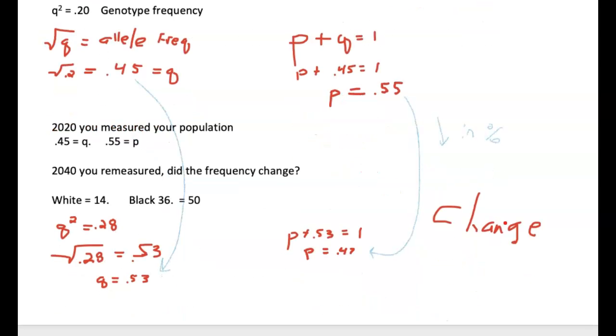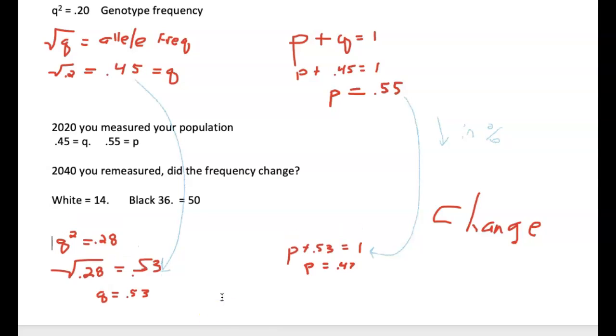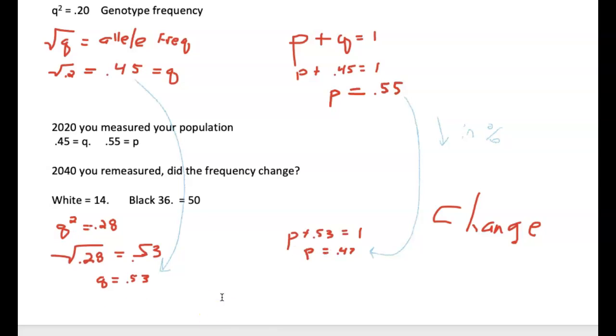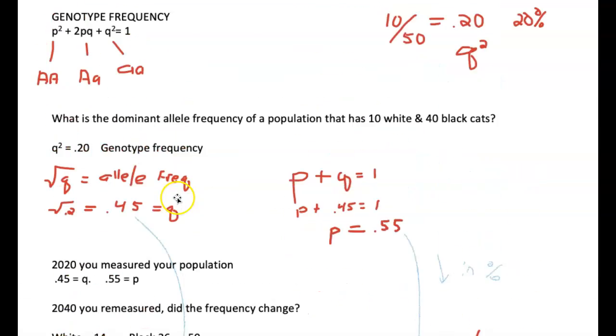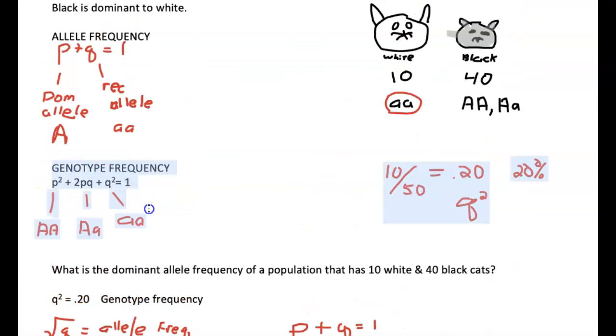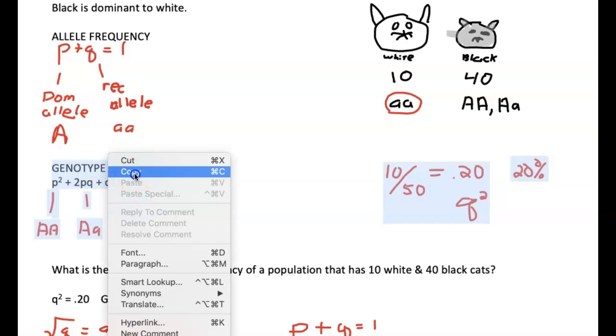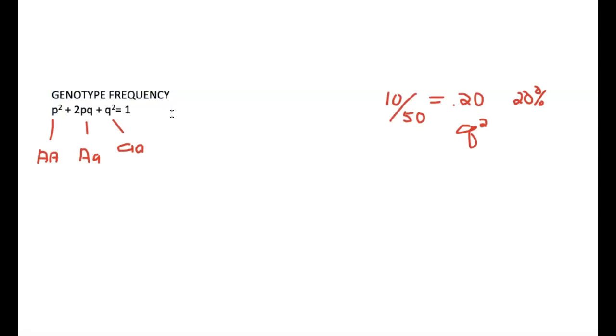Now, the other way, let me get this out. The other important thing to be able to do is work with those genotypic frequencies. Okay, so remember, genotypic frequency. We're working with this equation. All right, p squared plus 2pq plus q squared equals 1.